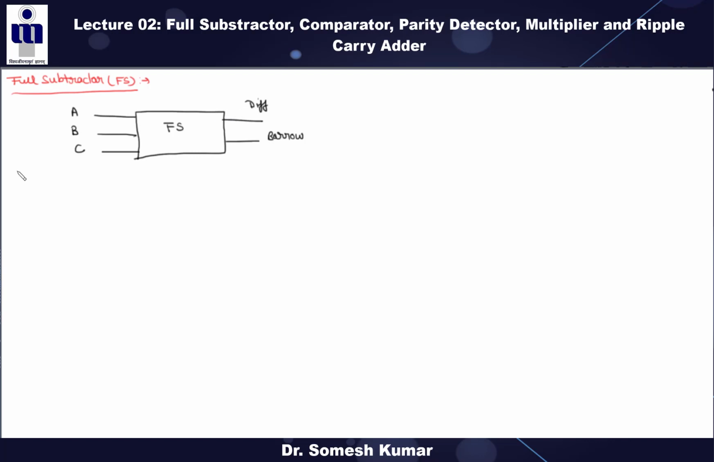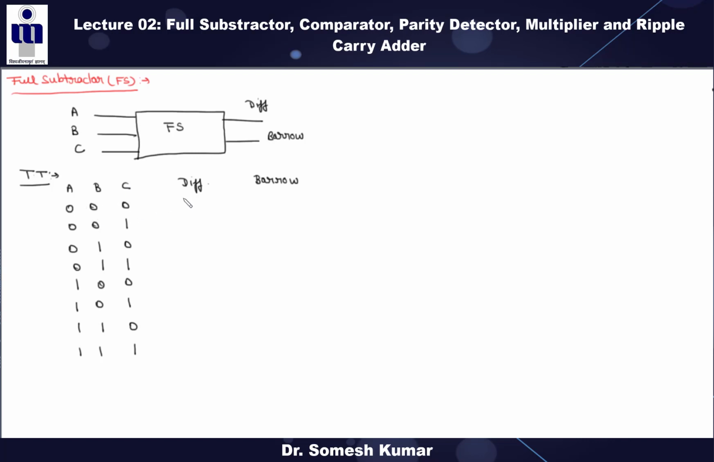After that, in the second step we have to make the truth table for the same. The truth table is the combination of the inputs and the outputs. Here there are 3 inputs and 2 outputs, and if there are 3 inputs, then there are 8 combinations, right? This is the truth table. This is the input. Now we will find out the difference and the borrow for these 3 inputs.